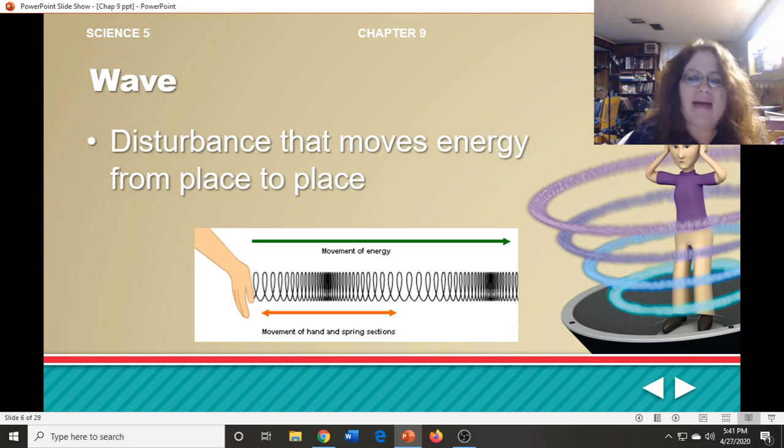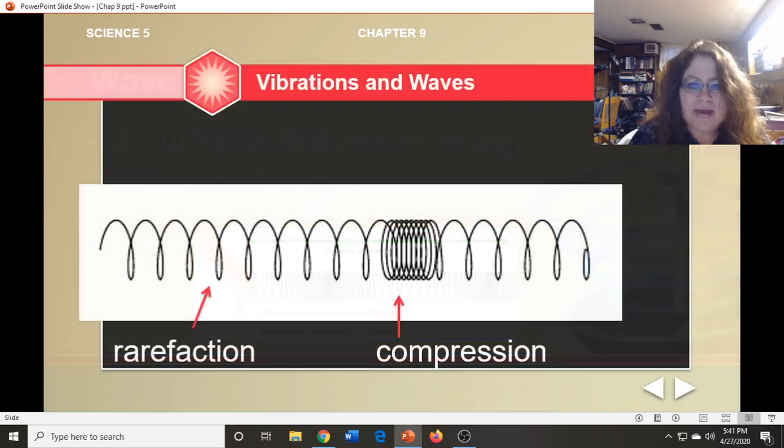Now we're going to talk about how a sound wave moves. I'm going to show you a picture first. So remember we said that the slinky demonstrates the motion. So as the sound moves, when the particles are close together, it is called a compression.